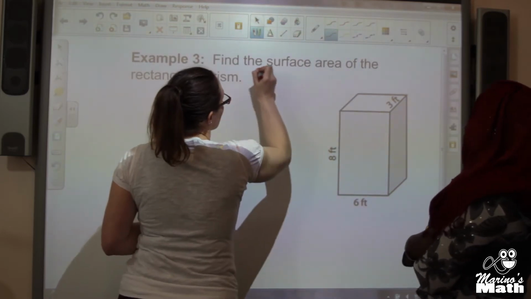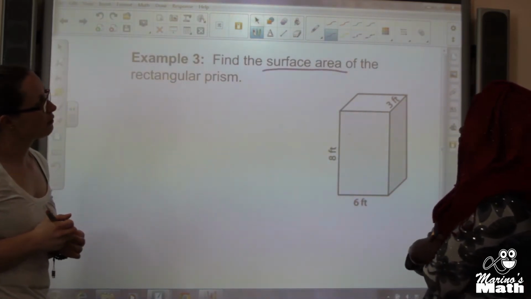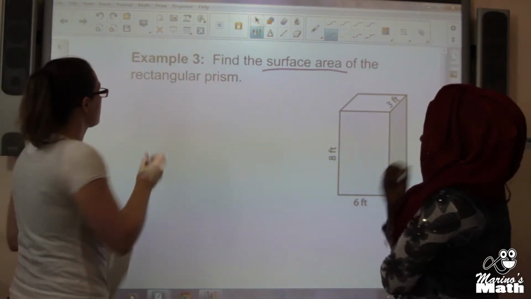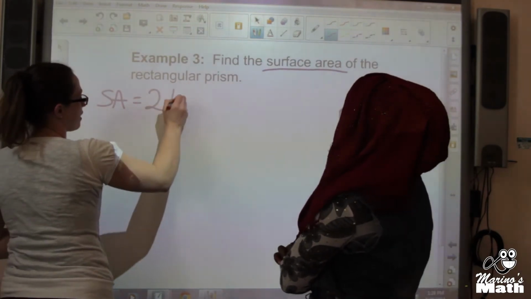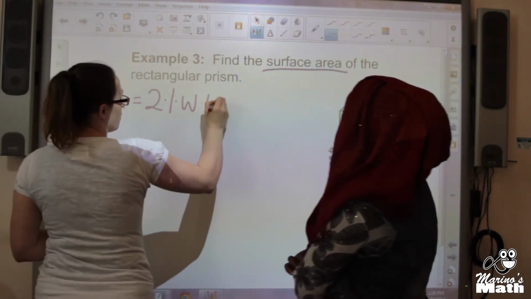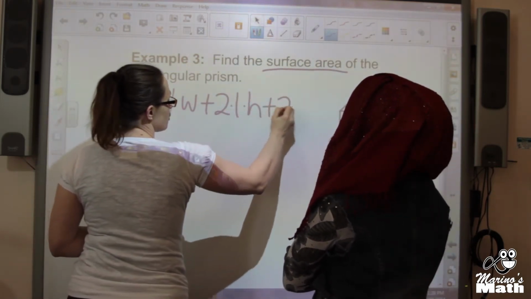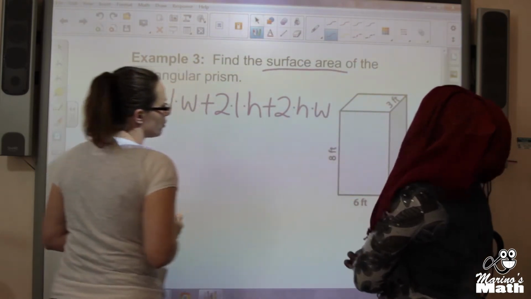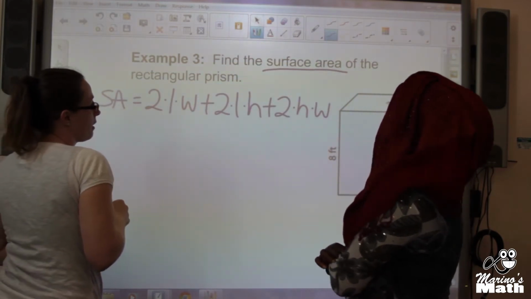We showed you a way in class to look at surface area, but there's also a formula that makes it easier if you can remember it. And the formula goes like this. Surface area equals 2 times length times width plus 2 times length times height plus 2 times height times width. So you're using each one of your length, height, and width twice.